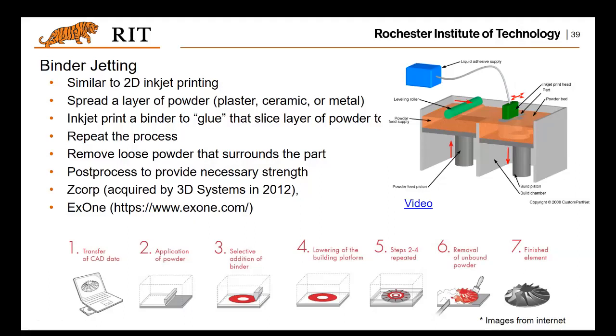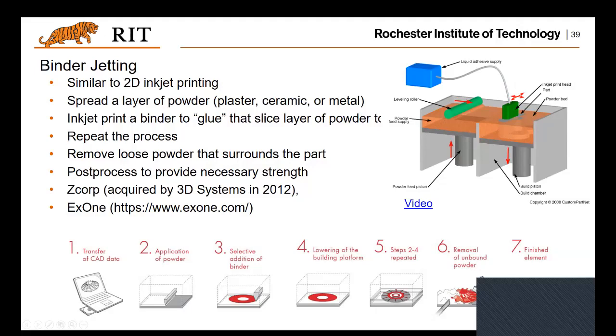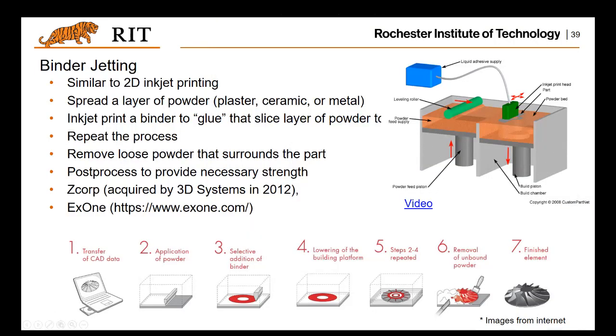Okay, let's come back. So another process is the binder jetting process. Also, it's quite similar to 2D inkjet printing. It will spread a layer of powder, then the printing head will inject the binder to glue those powders together. And after the printing is completed, the loose powder will be removed from around the part. And another post-processing step is necessary to provide the necessary strength and to debind those glues.